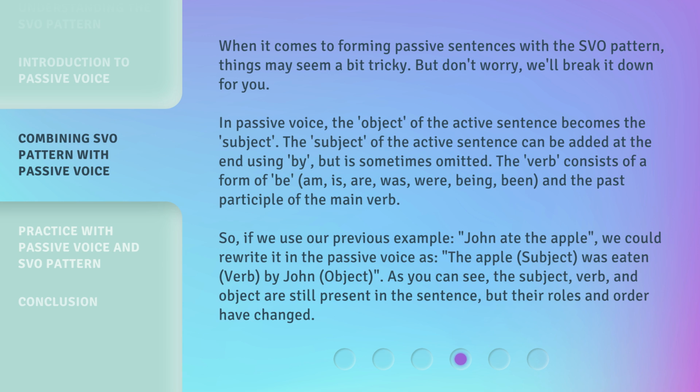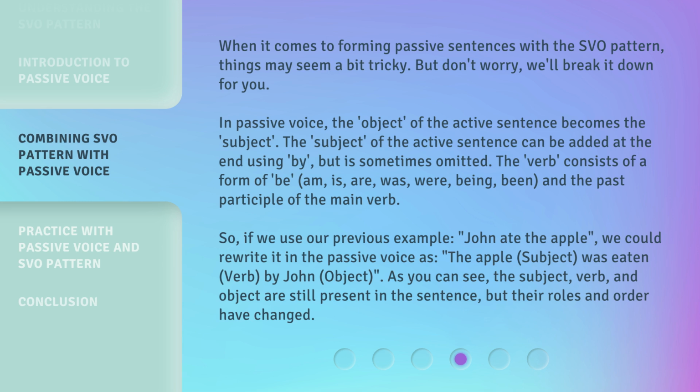When it comes to forming passive sentences with the SVO pattern, things may seem a bit tricky. But don't worry, we'll break it down for you. In passive voice, the object of the active sentence becomes the subject. The subject of the active sentence can be added at the end using "by," but is sometimes omitted.